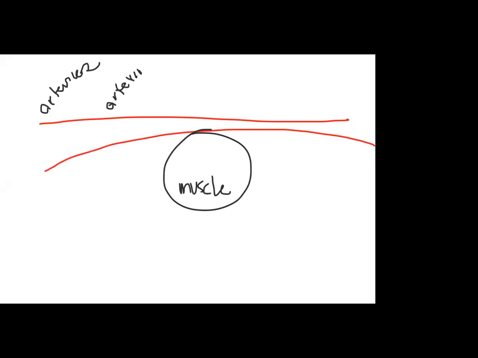Okay, so I'm going to go back to my whiteboard for a second. So remember we did the vessels. The muscle is here. We had the arteries. We had the arterioles, capillaries, venules, and veins, right? Sorry, that's messy.